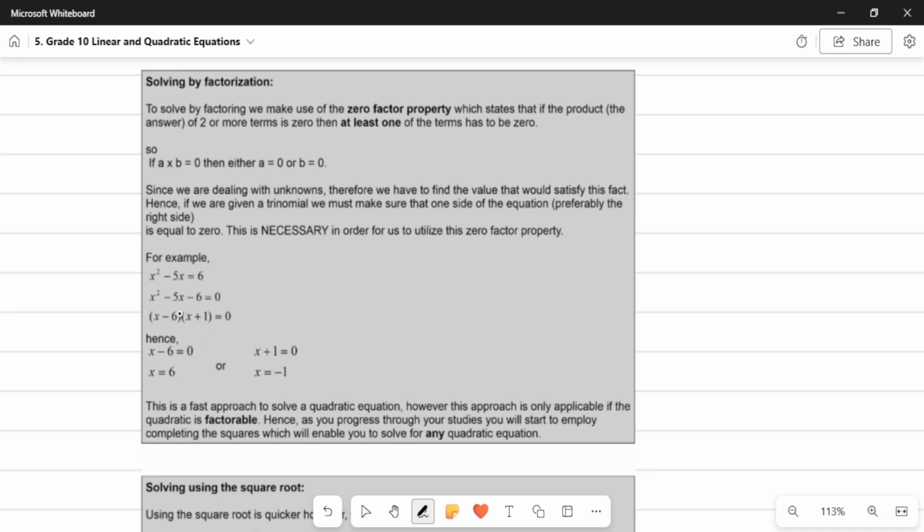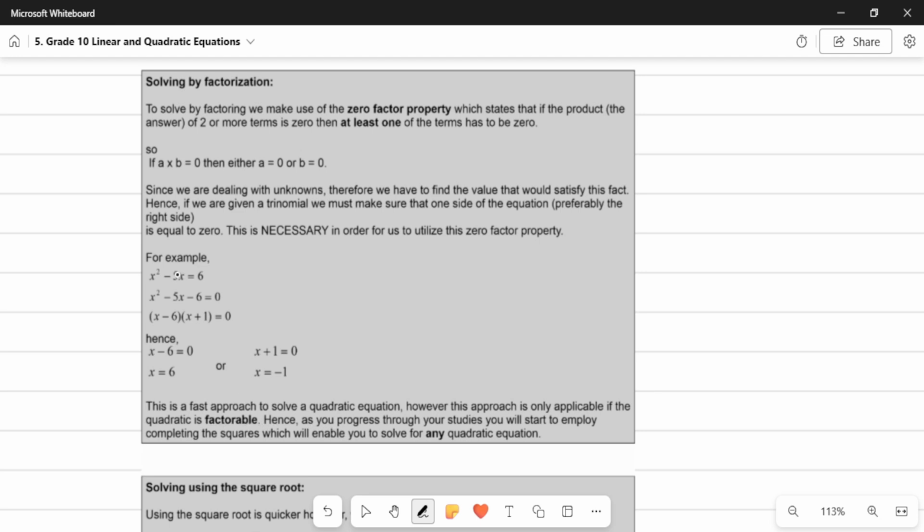So therefore you'll have x minus 6 and x plus 1. x minus 6 is equal to 0, therefore x is equal to 6. x plus 1 is equal to 0, therefore x is equal to minus 1. This is a fast approach to solve a quadratic equation. However, this approach is only applicable if the quadratic is factorable.